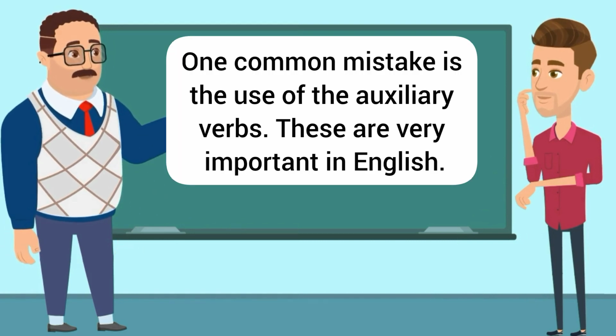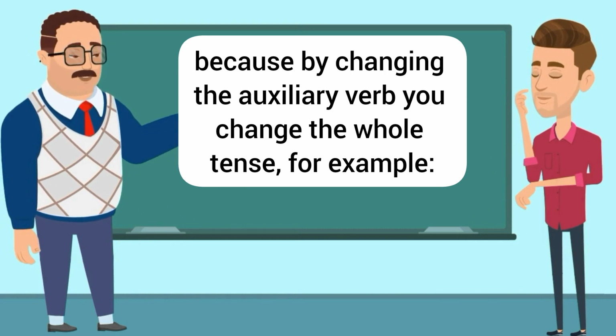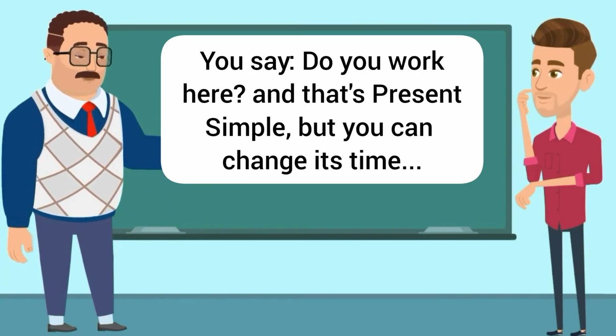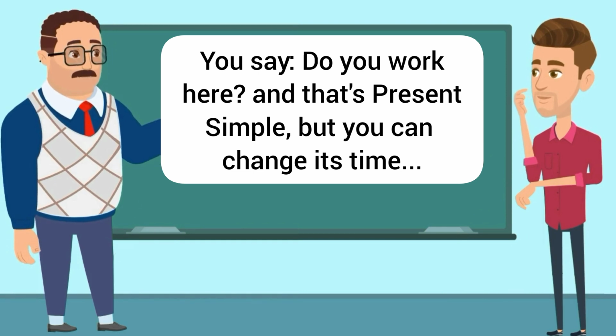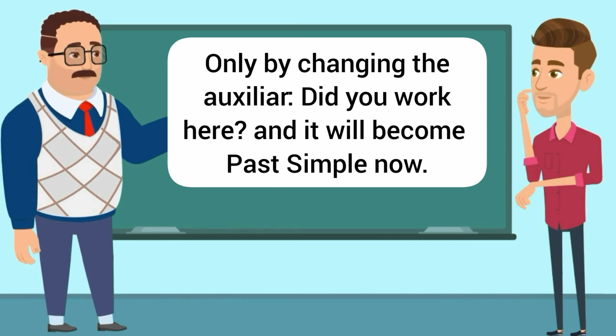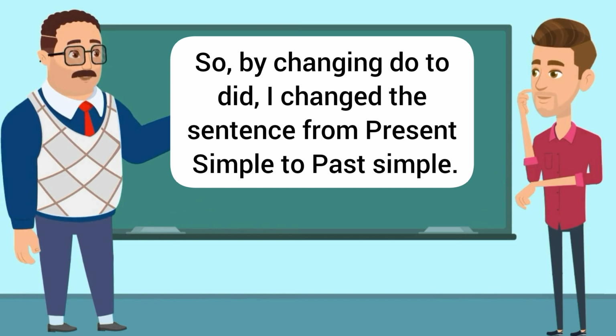One common mistake is the use of the auxiliary verbs. These are very important in English. Because by changing the auxiliary verb you change the whole tense. For example, you say, do you work here? And that's present simple, but you can change its time. Only by changing the auxiliary, did you work here? And it will become past simple now. So, by changing do to did, I change the sentence from present simple to past simple.